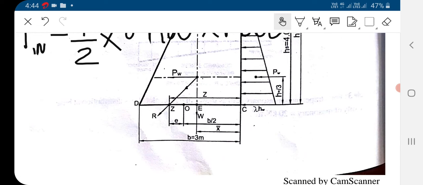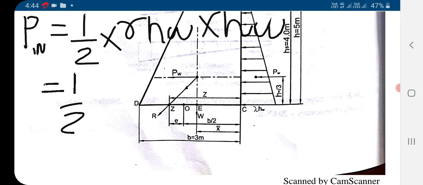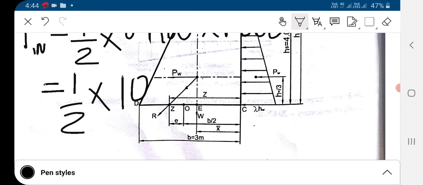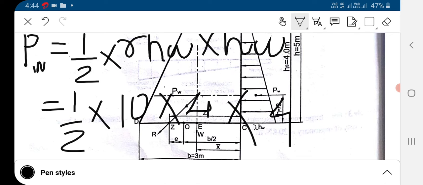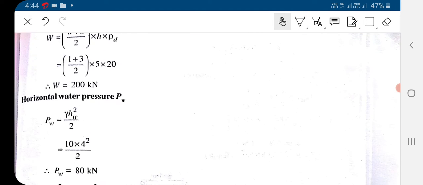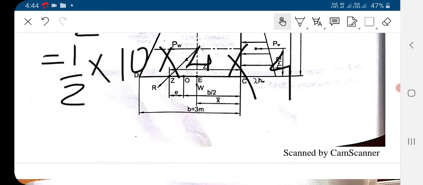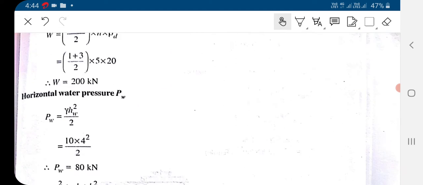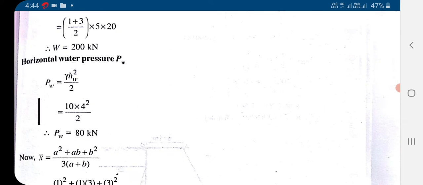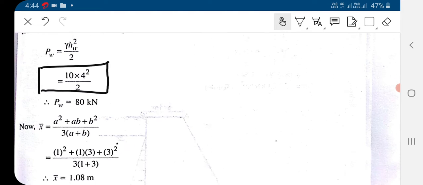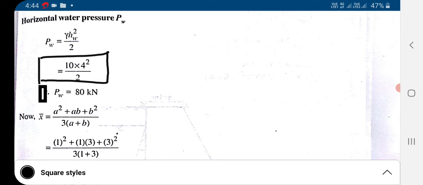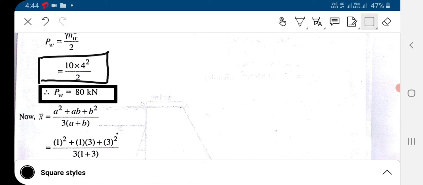So 1 by 2, gamma W that we have taken as 10, into HW, which is given as 4 meter, and again HW, that is 4. By this calculation it becomes 10 into 4 square divided by 2, and we can easily compute this value of PW, which comes out as 80 kilonewton.